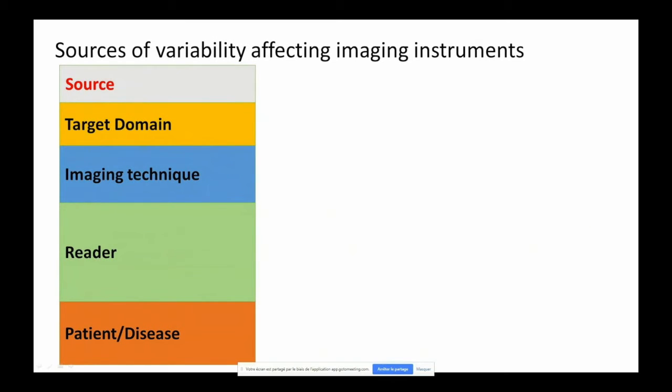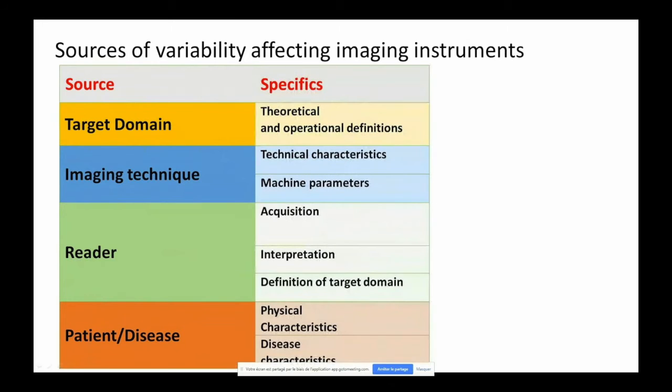For example, if we look at the source of variability that may affect the imaging instrument, we have identified 4 sources. The target domain, for example, we have a wrong definition of the target domain; the imaging technique, the variability linked to the imaging technique; the reader or observer, the variability related to the reader; and the patient or the disease. For example, to not have differences that can be measured in the disease.